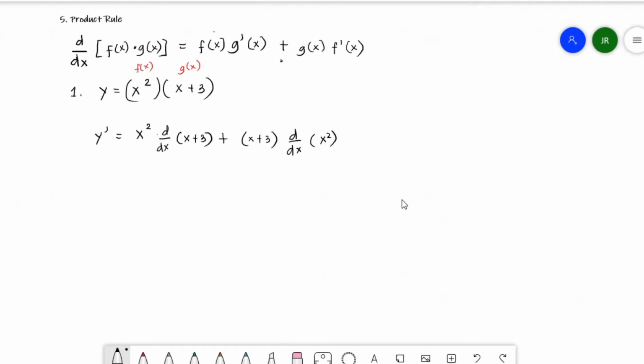Okay? And then, simplify. Kunin ang derivative ng bawat isa. So, copy muna natin si x squared since hindi naman natin kailangan kunin ang derivative nito. Then, kunin mo ang derivative ni x plus 3. Okay? So, yung derivative ni x, nabanggit na natin kanina, derivative of x is 1. Okay? And then, yung derivative ni 3 is 0.